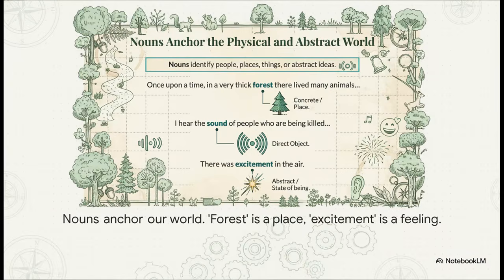Now look at these sentences. The noun forest tells us where our story is happening. The noun sound tells us what the earth can hear, and the noun excitement tells us about the feeling in the air. See? This is how nouns build the entire world of the story for us.